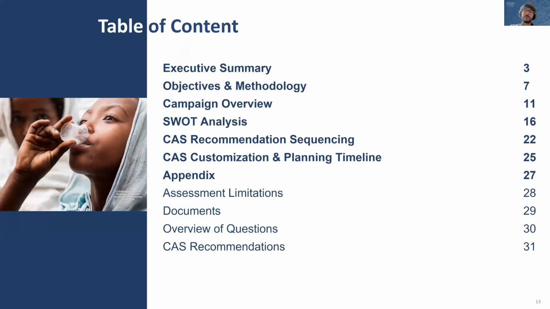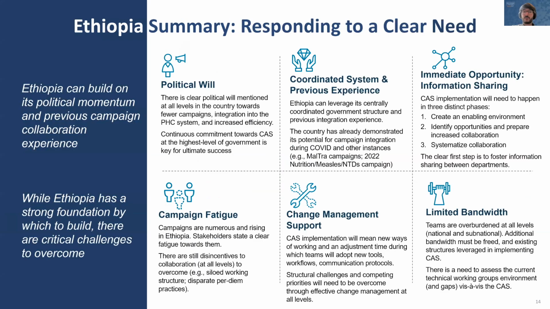Generally, the feasibility assessments done so far were organized around an executive summary with the key messages, the objectives and the methodology that I just mentioned, a campaign overview, a SWOT analysis, and then recommendations. In terms of messaging, there is a key message showing the strengths we witnessed in the country and the challenges that will need to be overcome to implement and customize the CAS. For example, in Ethiopia, we've seen strong political will, experience, an opportunity for information sharing, but also limited bandwidth and fatigue because of the high number of campaigns.